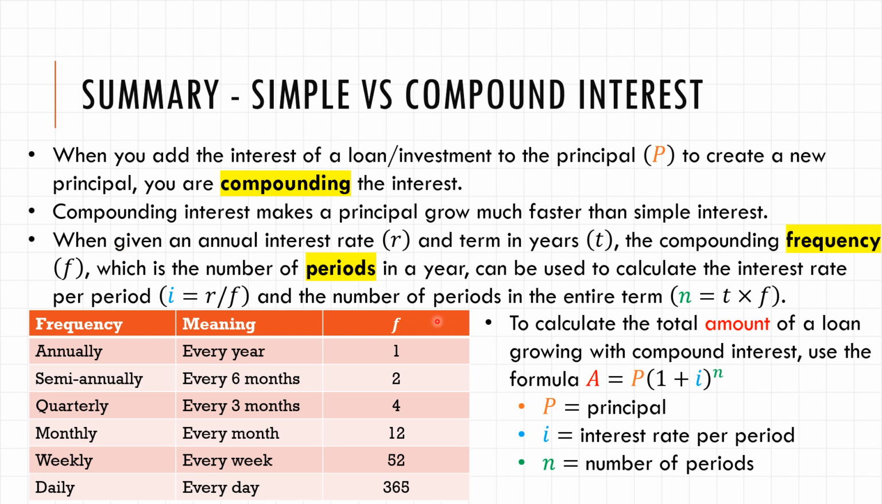Now that you have all of that information, you have the interest rate per period and the number of periods, you can calculate the total amount of a loan that's growing with compound interest using this formula. And if you want to find out just how much interest you've paid, you can take the future value and subtract the amount you originally invested, and that'll tell you the total interest.